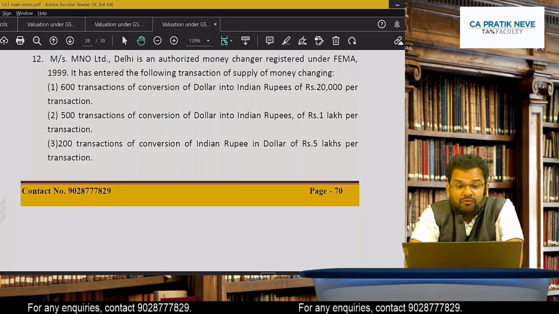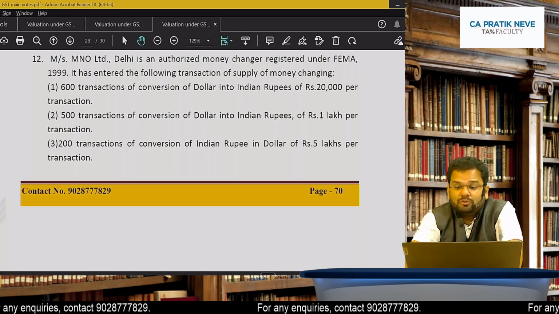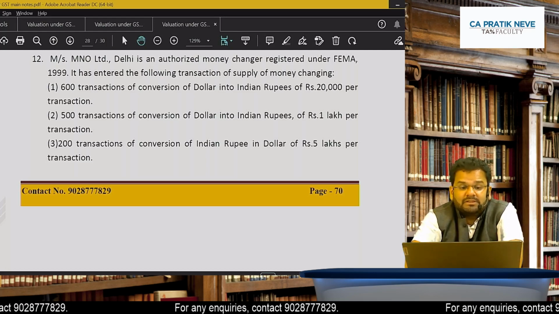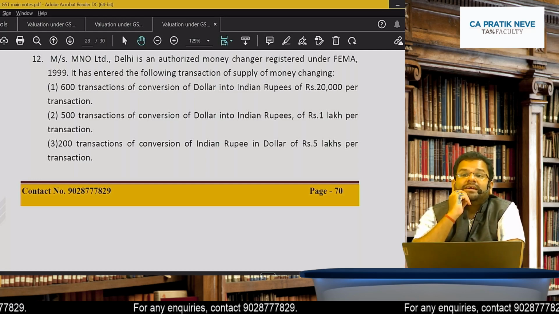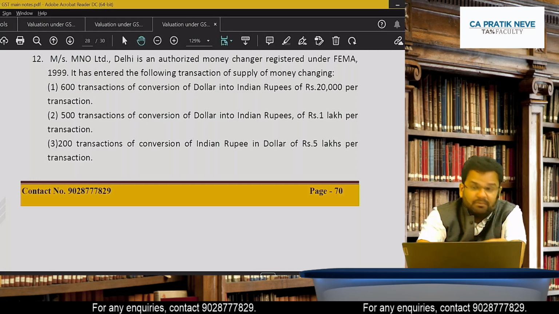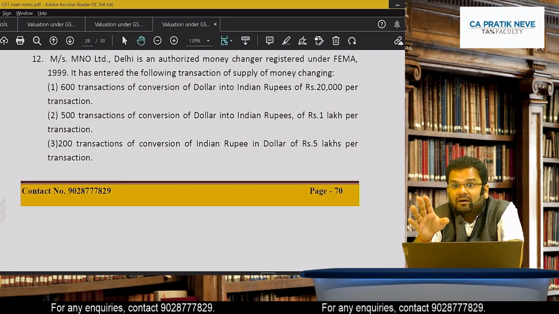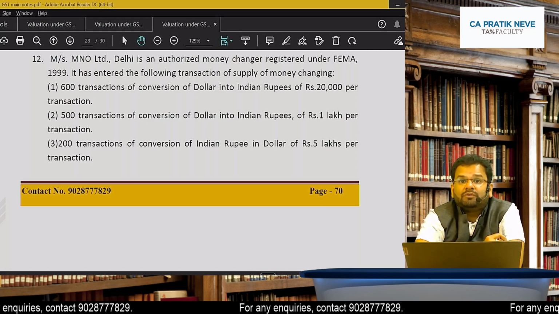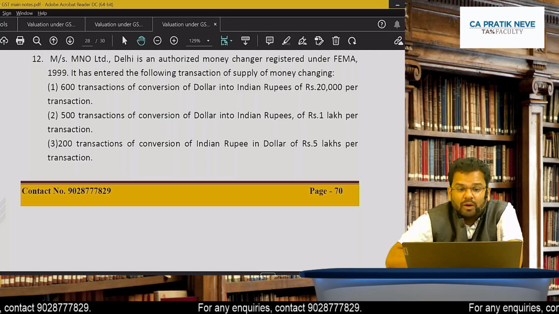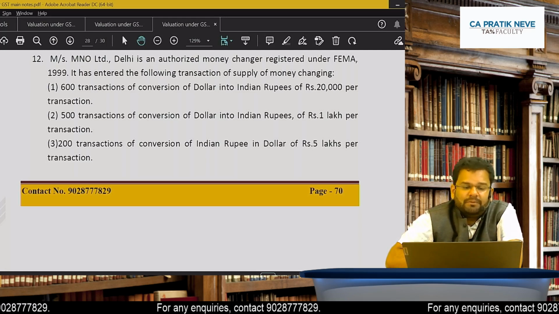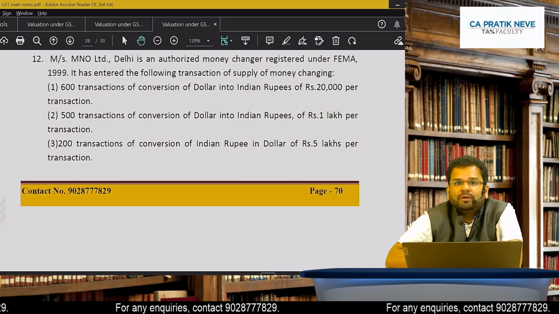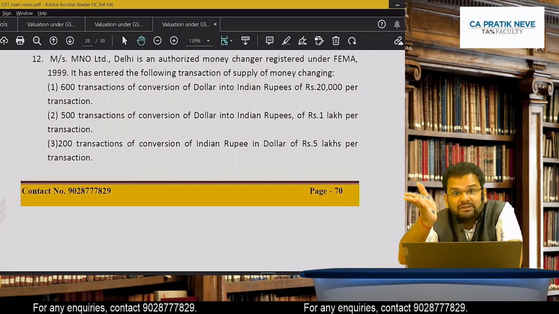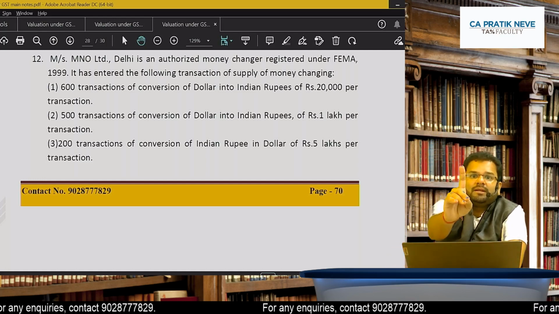Second, 500 transactions of conversion of dollars in rupees of 1 lakh per transaction. I am saying 1 lakh per transaction, so it is not exceeding 1 lakh. Now 250 will not come. Suketa, I think, is saying 250. It will not be 250. What you will have to do is 1 lakh into 1%. 1 lakh into 1% is 1000. 1000 or 250, whichever is higher. So it will be 1000.